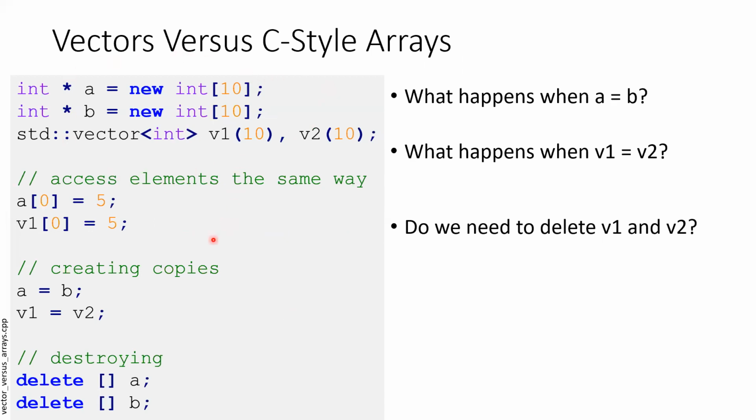And this slide is just showing you how different C-style arrays and vectors are. Both of them are creating 10 copies of integers at the beginning. A and B are arrays and V1, V2 are vectors. Accessing the elements is the same. Then creating copies. First question, what happens when we do A equals B here?